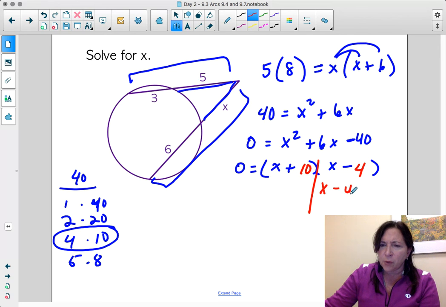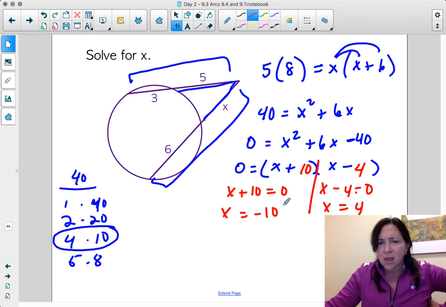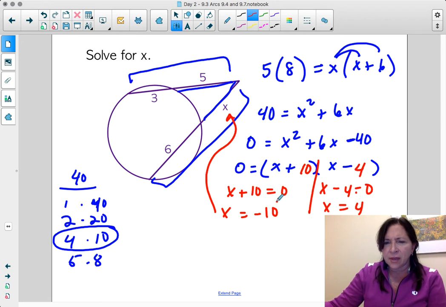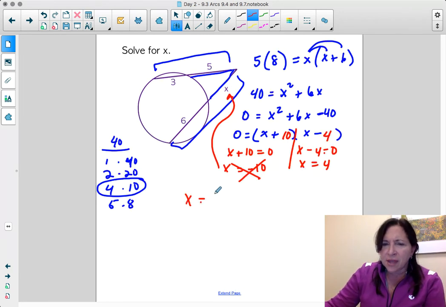We go X minus 4 is equal to 0. We get X is equal to 4. We go X plus 10 equals 0. So X is equal to negative 10. In this problem, you're not going to have a negative length. So that eliminates that possibility. So my answer is going to be x equals 4.